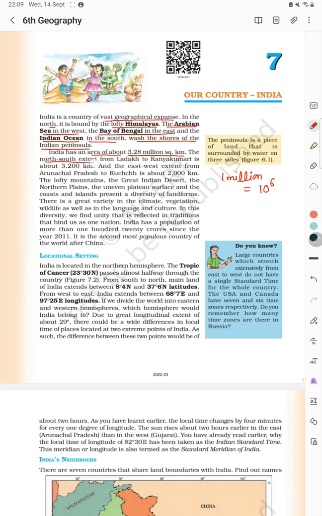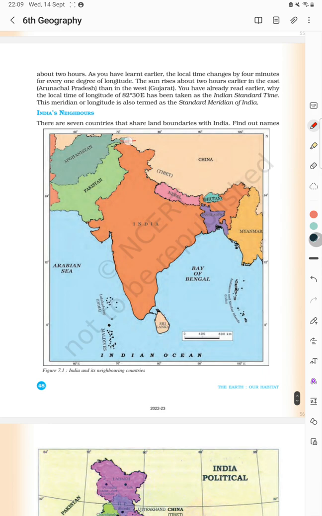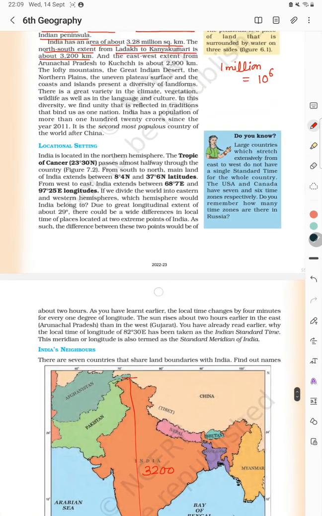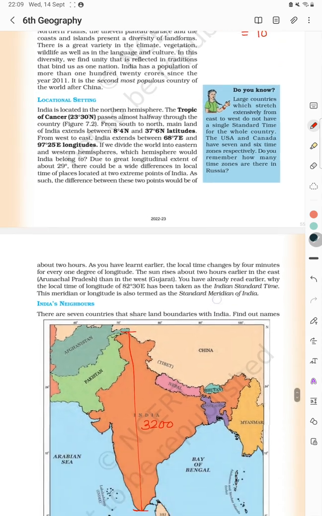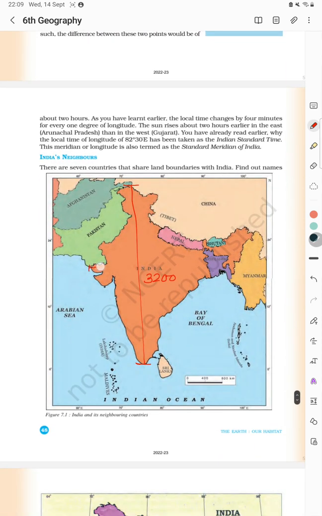The north-south extent from Ladakh to Kanyakumari is about 3200 kilometers. So this extent from here to here is about 3200 kilometers. And east-west extent from Arunachal Pradesh to Kutch is about 2900 kilometers. This extent from here to here is 2900 kilometers.